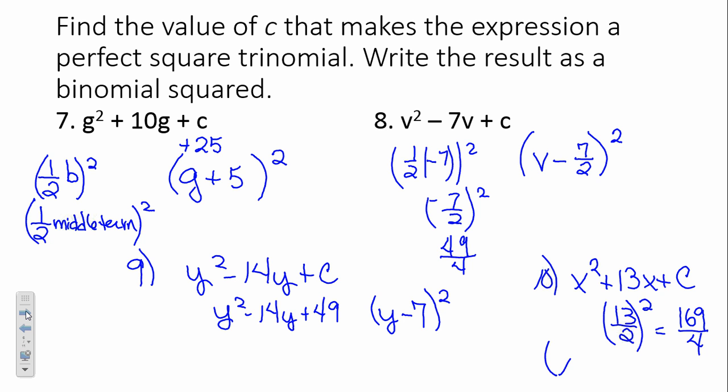What is it? 13 over 2. Leave it as 13 over 2. And what's my sign? Plus.